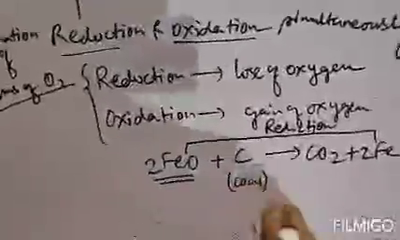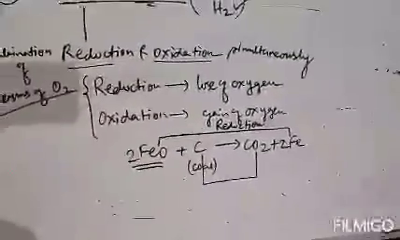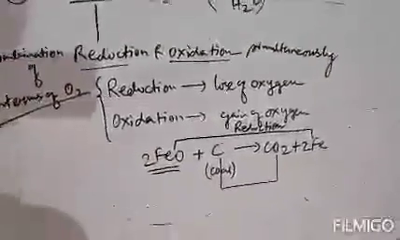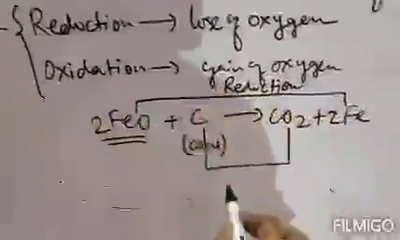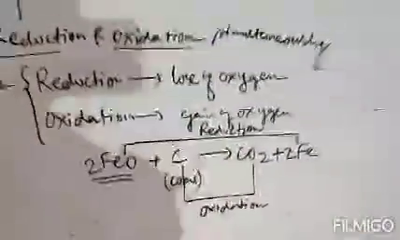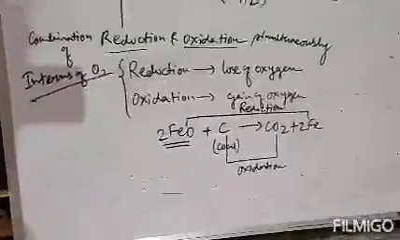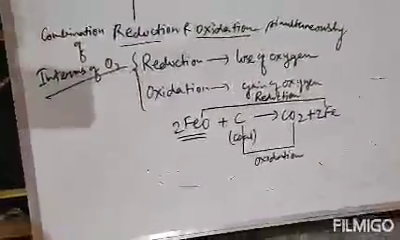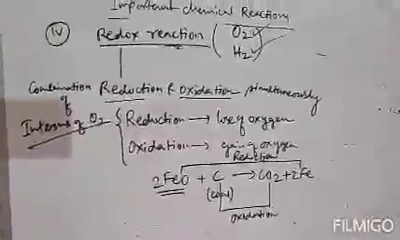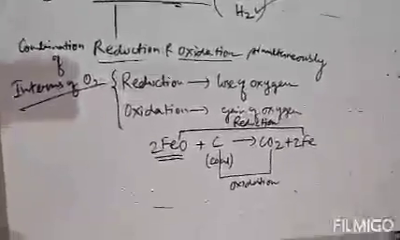Clear? And look at this. Carbon gains 2 oxygen, and gain of oxygen means oxidation. That means carbon is oxidized to carbon dioxide. So this is our redox reaction in terms of oxygen. Loss of oxygen means reduction and gain of oxygen means oxidation.